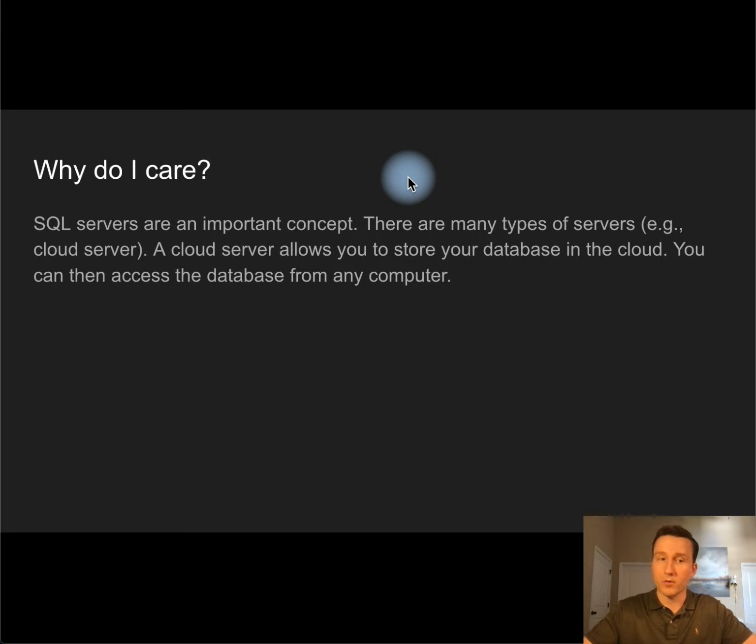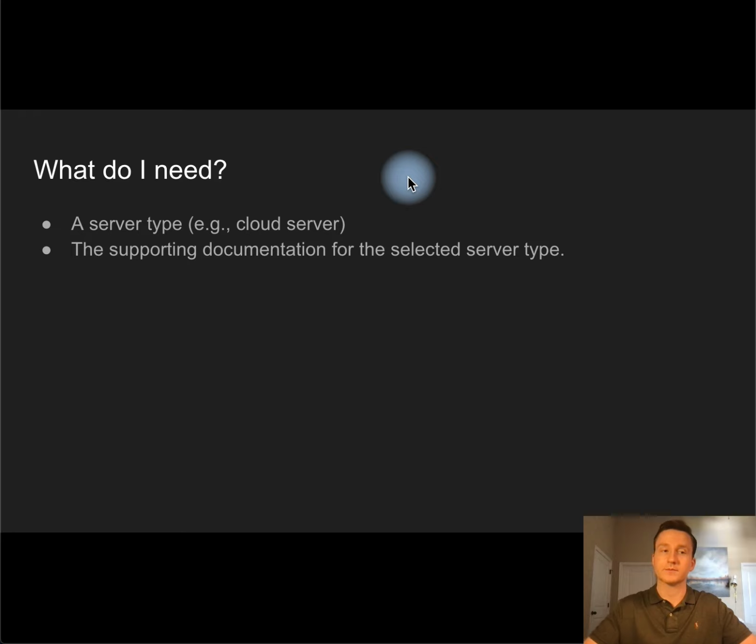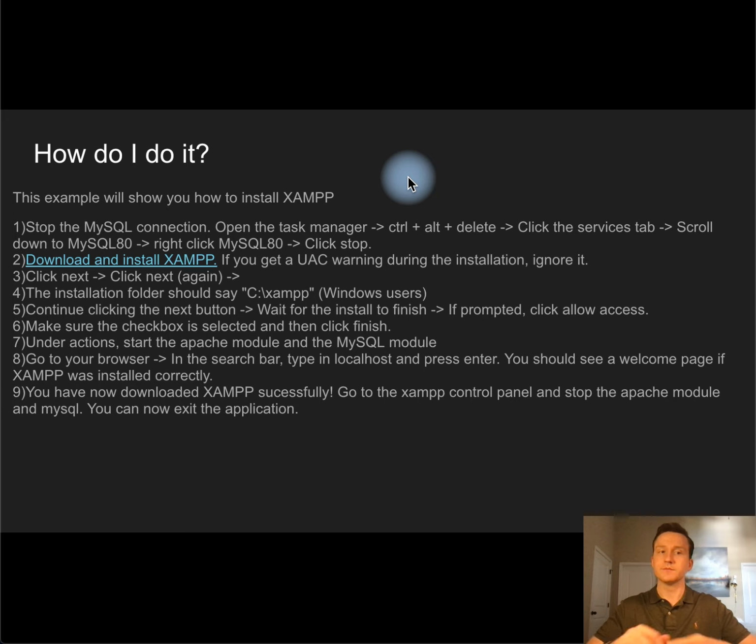So why do I care? SQL servers are an important concept. There are many types of servers. A cloud server allows you to store your database in the cloud, and you can access the database from any computer. And what do I need? A server type, just a cloud server, maybe your local machine, however you want to configure it, and the documentation for the selected server type. How do I do it? This example will show you how to install XAMPP.